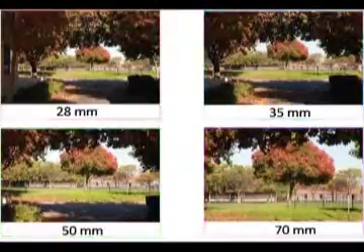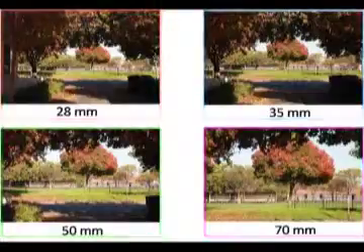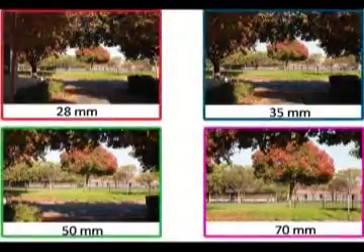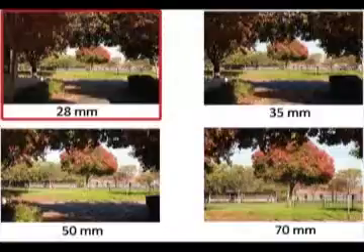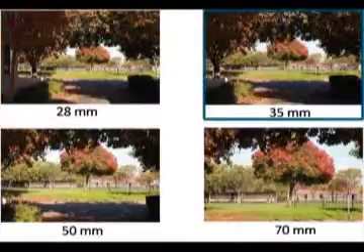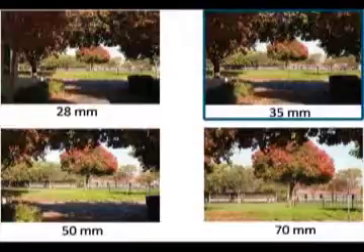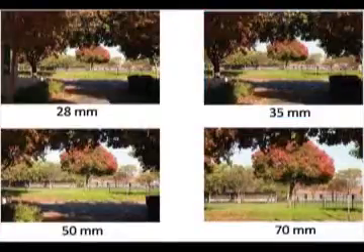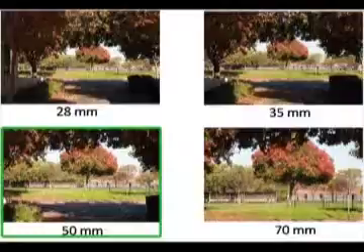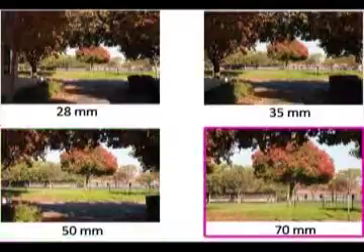Here you could see the field of view is different from each and the other. A 28 millimeter lens is covering a bigger angle of view. A 35 millimeter is covering less than what is covered by 28 millimeter. A 50 millimeter lens is covering much less, and a 70 millimeter lens is covering further less.